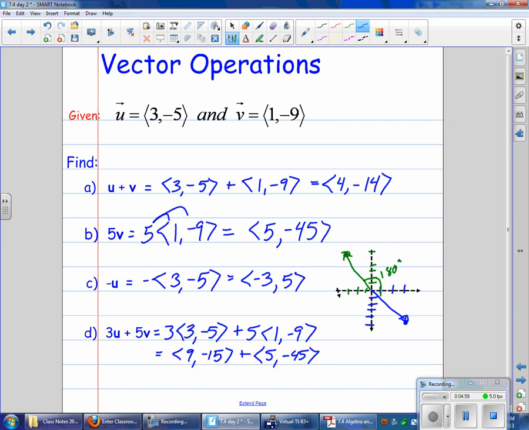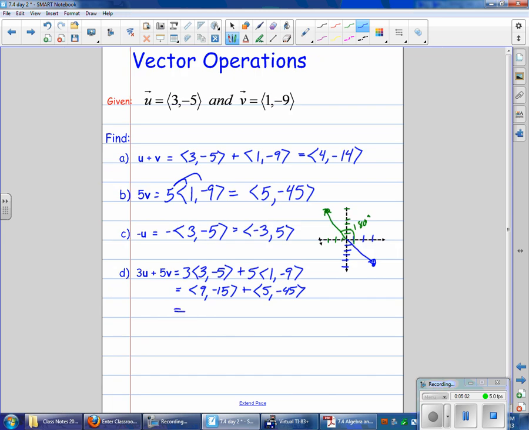And then finally, we can do our addition, which again, as a reminder from A, is just to add like components. 9 plus 5 is 14. Negative 15 plus negative 45, adding the negatives, will give us negative 60. And that is the final answer, the vector that represents 3u plus 5v. So, all right, good luck on the guided practice.